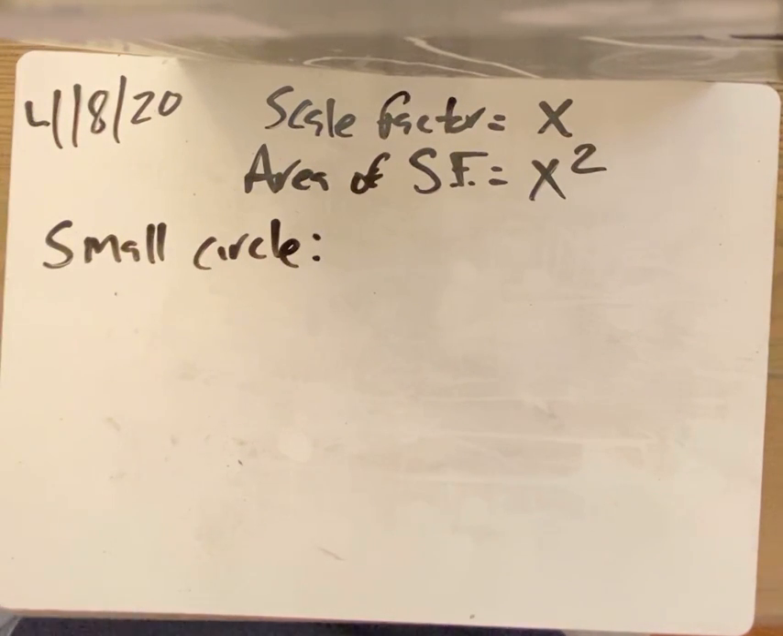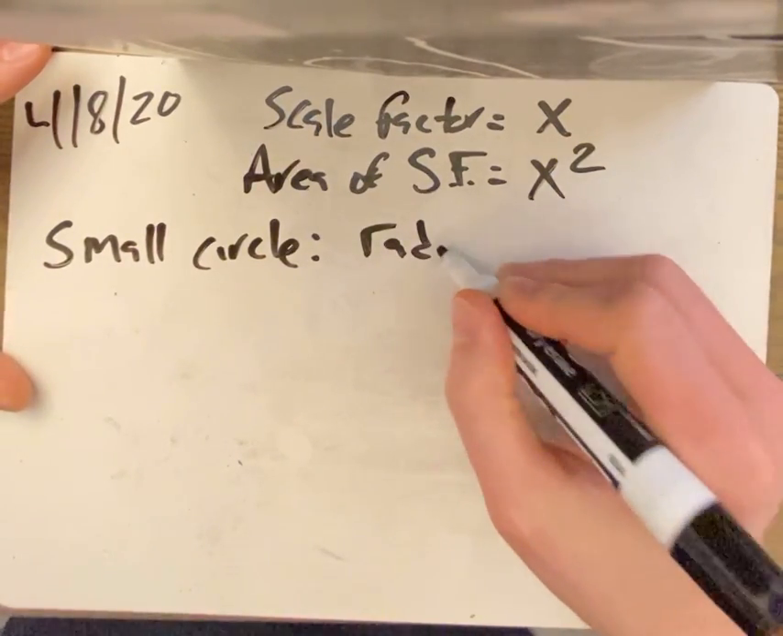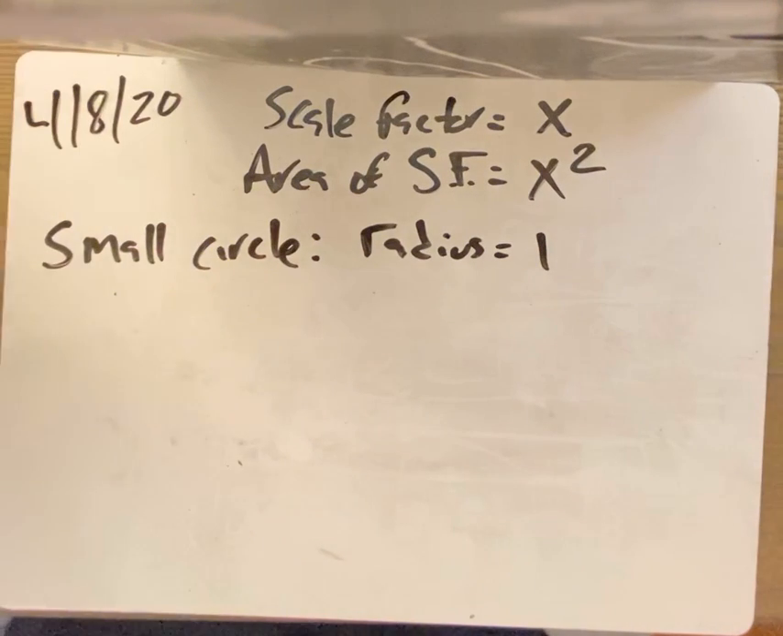Remember, it's a circle, so when we get area, we need the radius. The radius is not the whole line across the circle, it's half the line. When I look at my small shaded circle, I see two lines. What's half of 2? It's 1. So the radius equals 1.